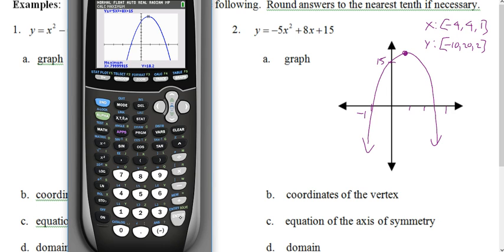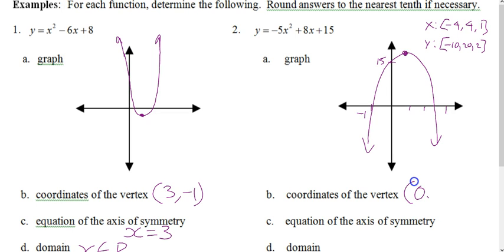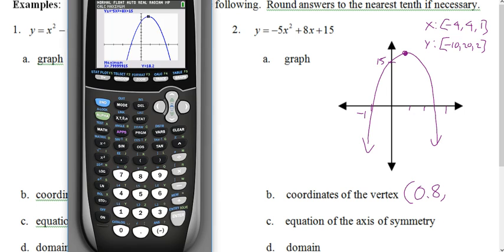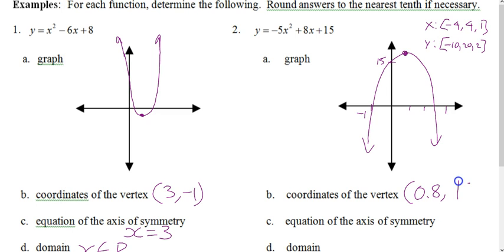So we have 0.799999999. What am I going to call that? 0.8 and 18.2. Right? It says round answers to the nearest tenth if necessary. The 0.79999 really is 0.8, right? Okay. Remember, your calculator is using a mathematical method to find that, so it's not necessarily going to be exact. Just like on there, we had 3.00000, and that's still a 3.